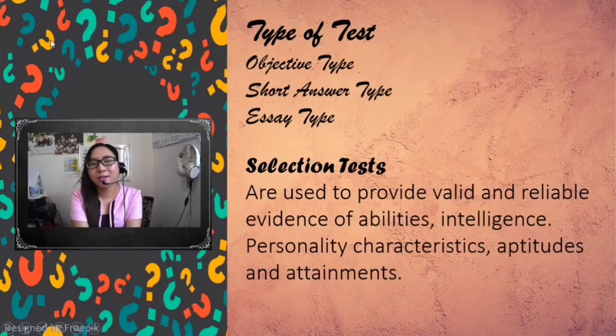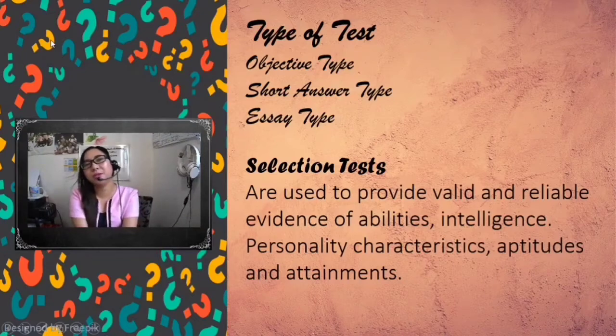Next is the selection test. Selection tests are used to provide valid and reliable evidence of abilities, intelligence, personality characteristics, aptitudes, and attainments. So what are those valid and reliable evidences? These are the results of the test tools used in measuring one's capability, intelligence, or any other areas. In selection tests, it is also the result of data collected from the interview and any other tools of testing that you administer.